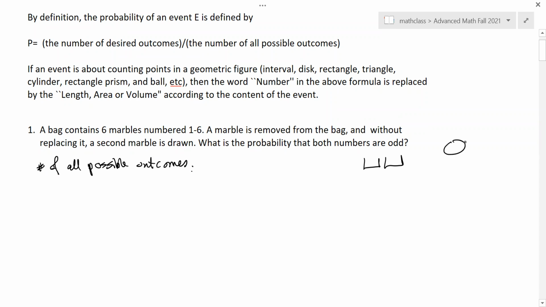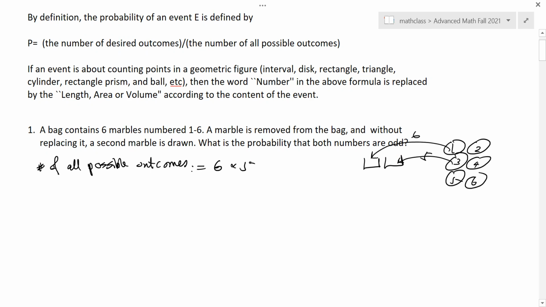You're going to draw 2 marbles one by one from a group of 6. For the first one, how many choices are there? That's 6 choices, step 1. And in step 2, there are only 5 marbles left, so there are 5 choices. The total number of sequences of 2 numbers is going to be 6 times 5.